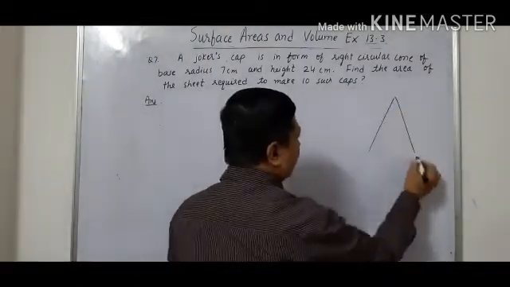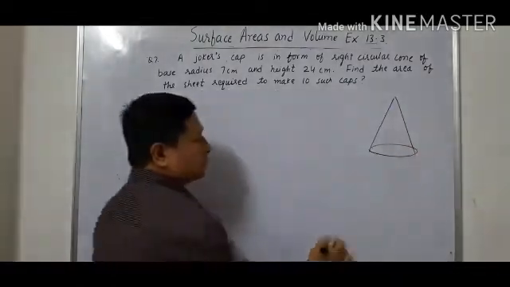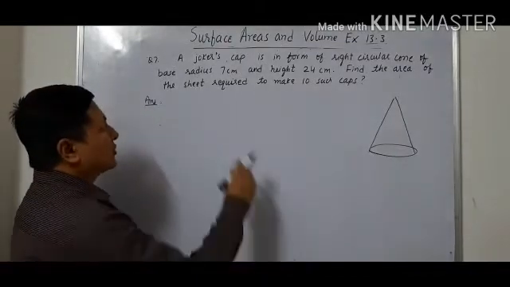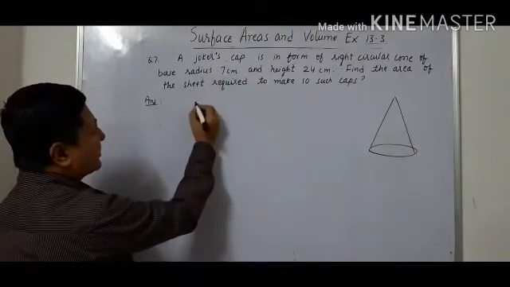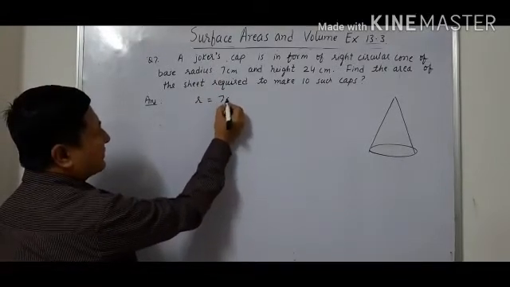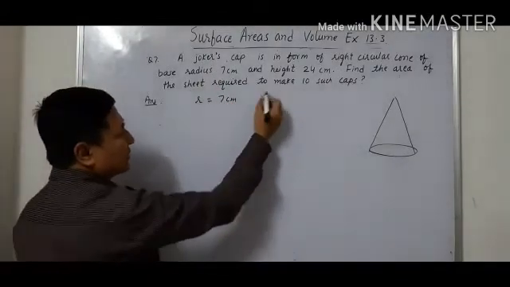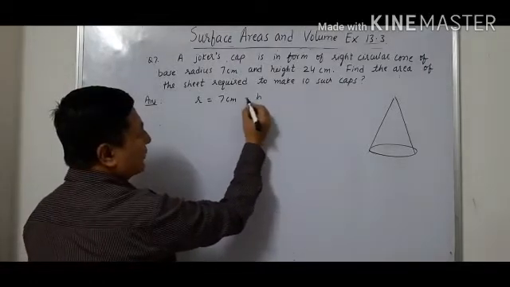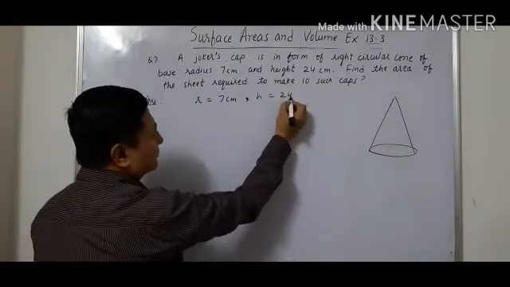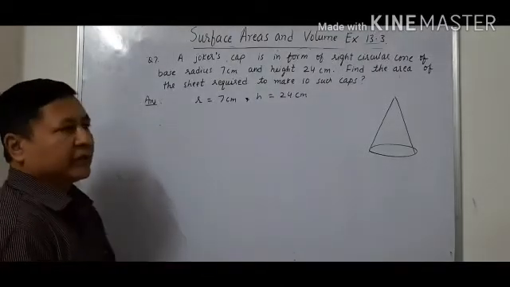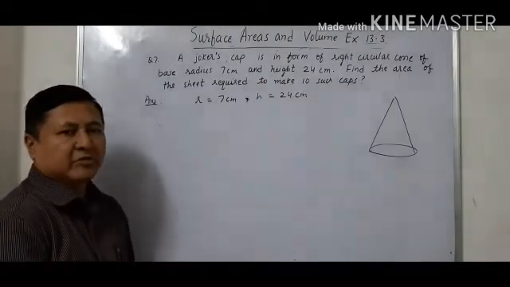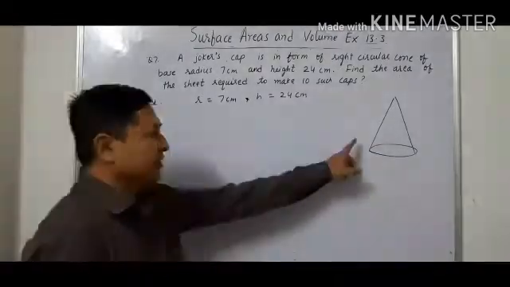It is in the form of a cone. Okay. So in the question it is given radius is 7 cm, r is 7 cm, height is 24 cm, and first we have to find the area of sheet required to make 10 such caps. In this we have to find the curved surface area of this.